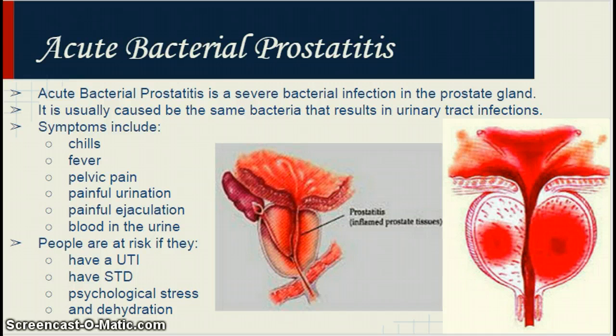Okay, next is acute bacterial prostatitis. Acute bacterial prostatitis is a severe bacterial infection in the prostate gland. It is usually caused by the same bacteria that results in a urinary tract infection. Symptoms include chills, fever, pelvic pain, painful urination, painful ejaculation, and blood in the urine. People are at risk if they have a UTI, which is a urinary tract infection, have an STD, have psychological stress, and or dehydration.